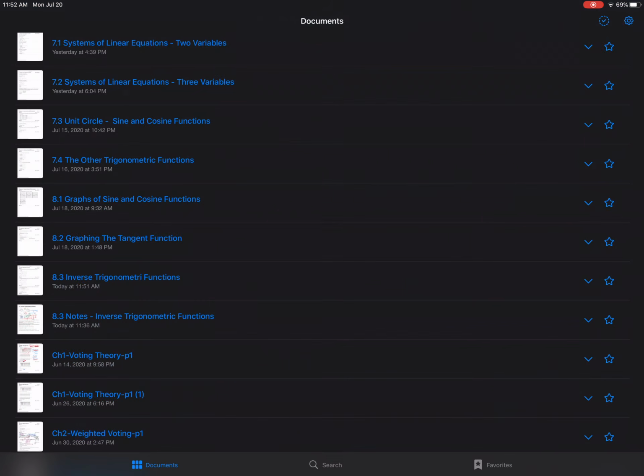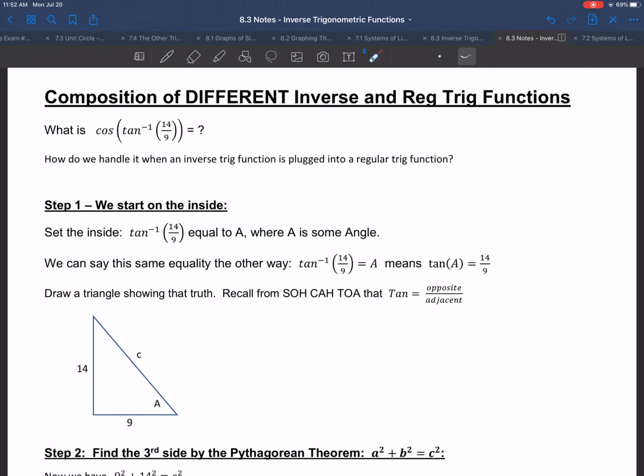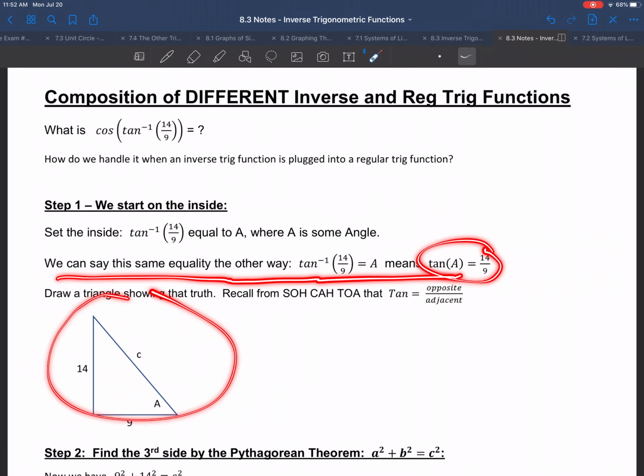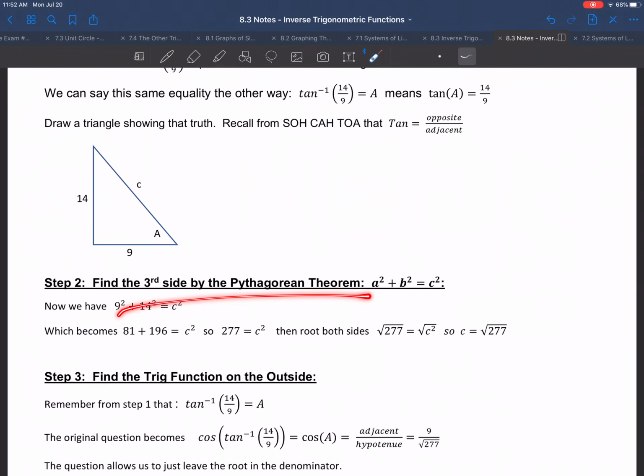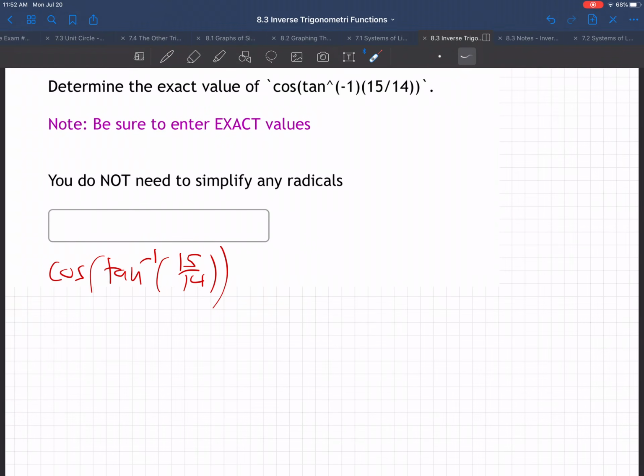Well, I provided some notes for you. If you go back to the notes, it's this last section of the notes for 8.3. It says composition of different inverse and regular trig, like cosine and tan inverse. That's the exact example we're doing. How do we handle this? Step one, we start on the inside, and we say the inside is equal to A, where A is some angle. Then we turn it around, put it on a triangle, do the Pythagorean theorem, and then go to the outside. I'll come back to that, but let me begin some of those steps.